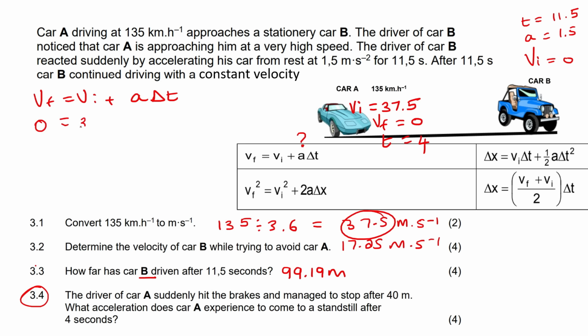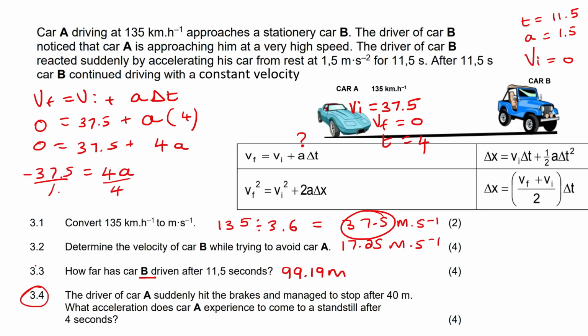The initial velocity is 37.5. And then the acceleration is what we're trying to calculate. And the time is 4. So this just becomes 4A. Don't put all of that together. A lot of students do that, but you can't because this one doesn't have an A. So you're going to end up with 37.5 plus 4A. And then take the 37.5 to the other side. And then divide both sides by 4.